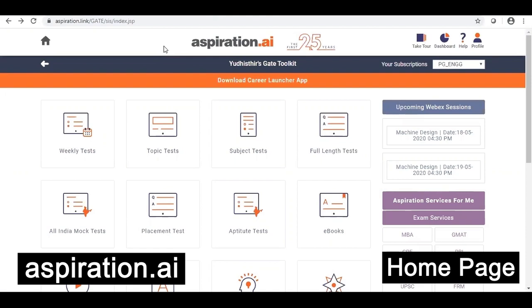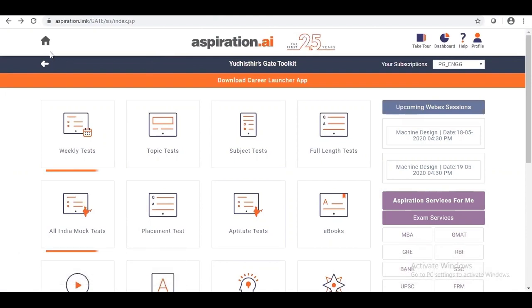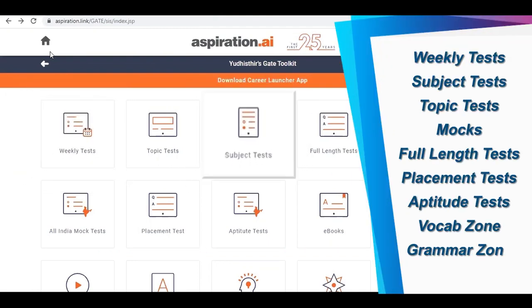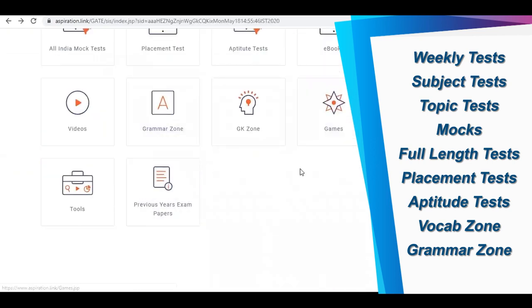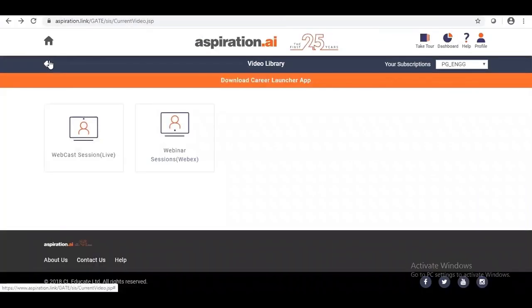As you can see on the dashboard, you will find a lot of different things, including weekly test, subject test, topic test, mock test, full-length test, placement test, aptitude test, vocab zone, grammar zone, and whatnot. Let me explain what these tests are all about.